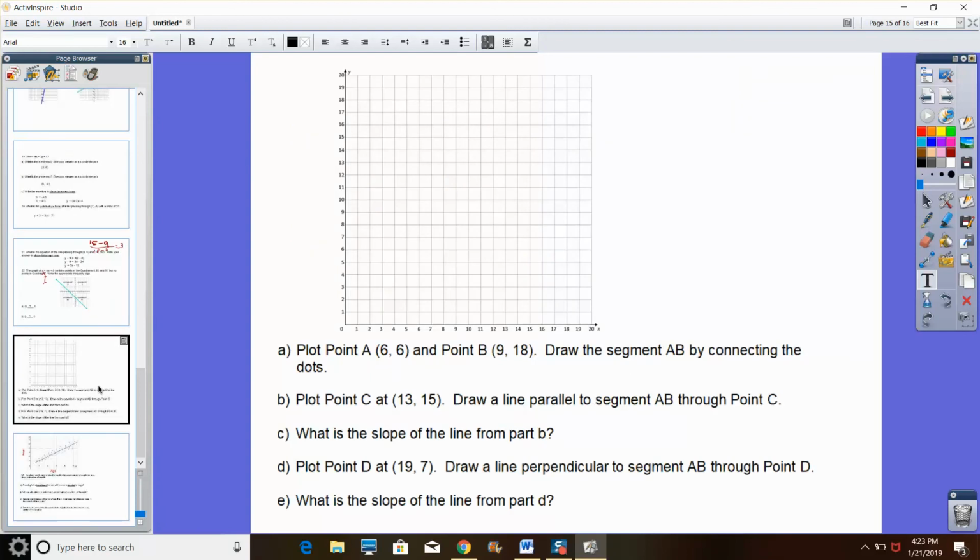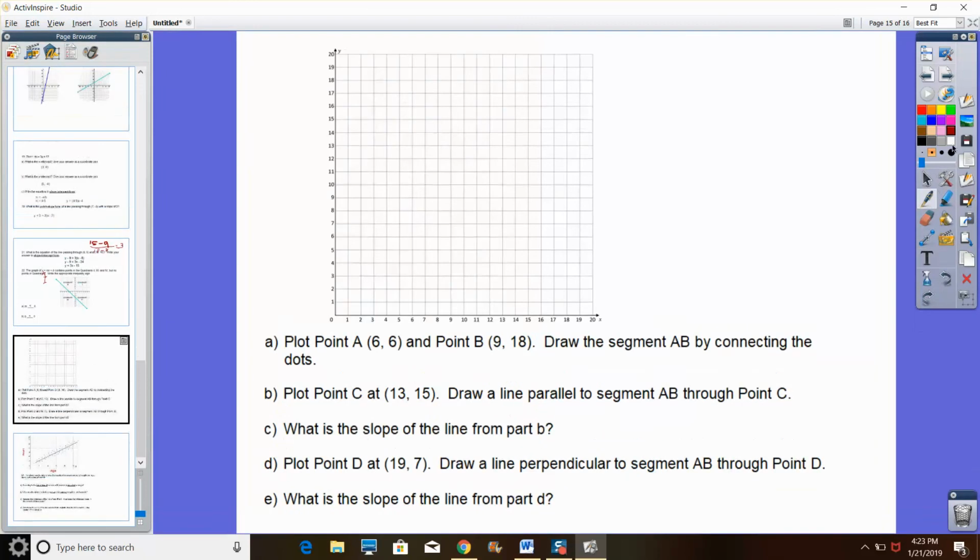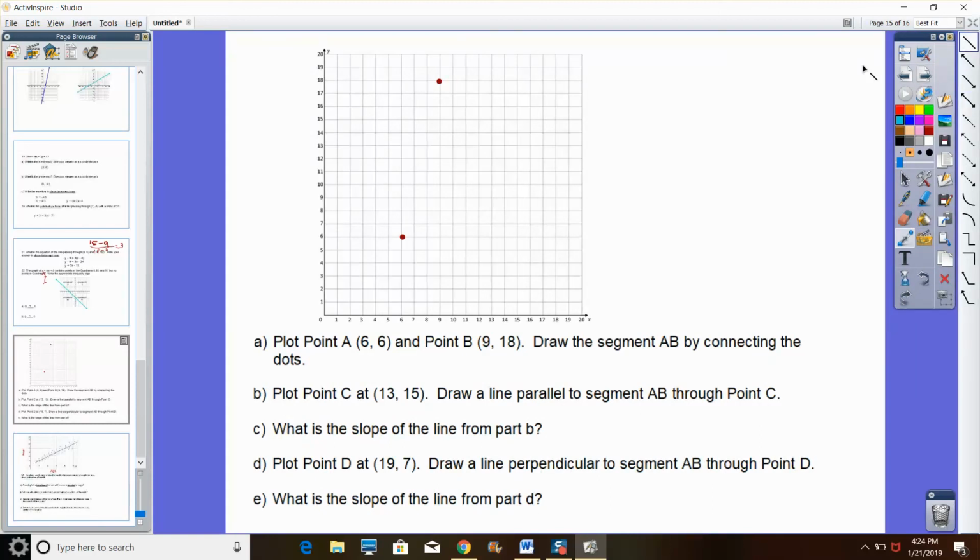All right. Now, in this kind of problem, we have to follow multiple directions. So we're going to plot some points and go from there. Plot points 6, 6 and 9, 18. So 6, 6 is right here, and 9, 18, whoa, is all the way up here. Then draw a line segment between them. Okay, that's fine. We can do that. Done. Good to go.